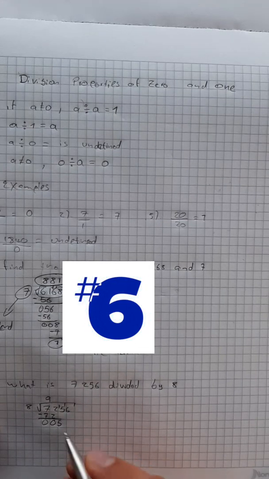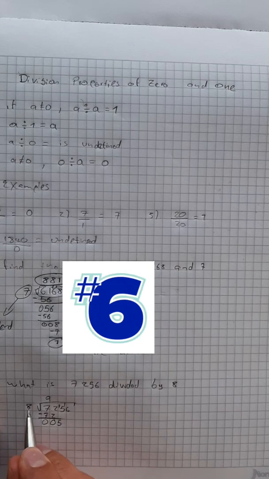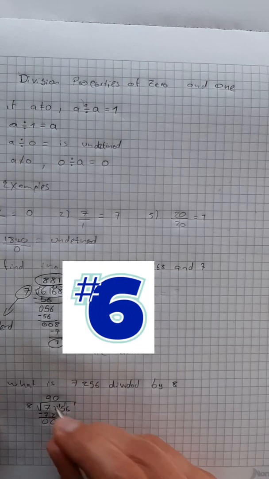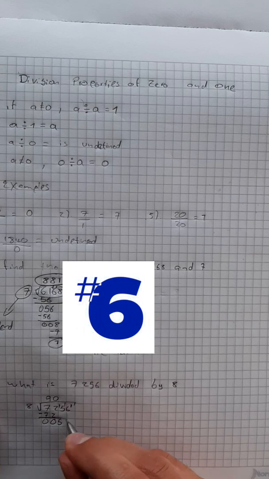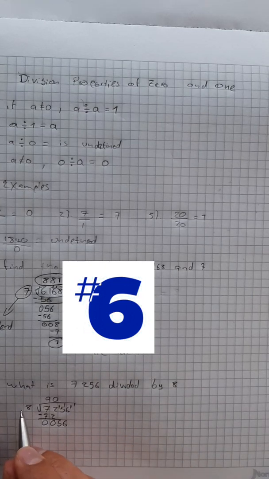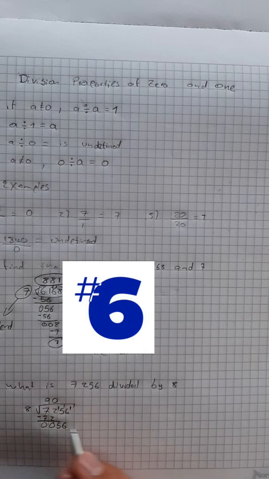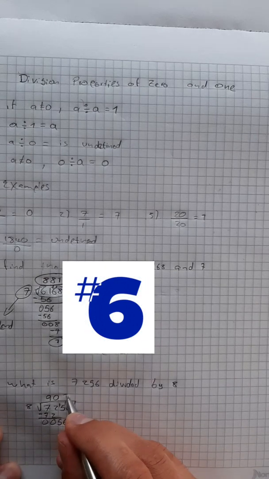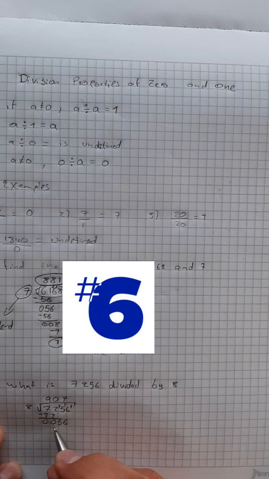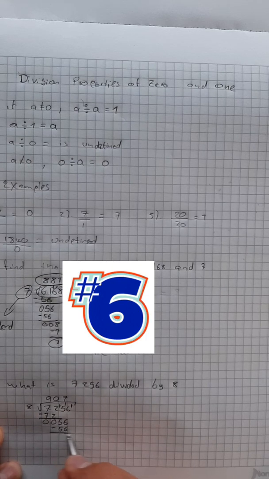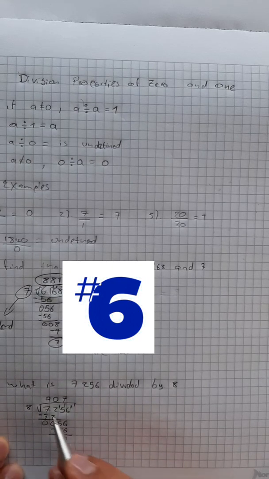Let's take the next number down, is number 5. 5 divided by 8 is not possible because 5 is smaller. Then we have to take the next one down, is 6, and now it is 56 divided by 8, and 56 divided by 8 is 7. 7 times 8 is 56, and 56 minus 56 is 0.